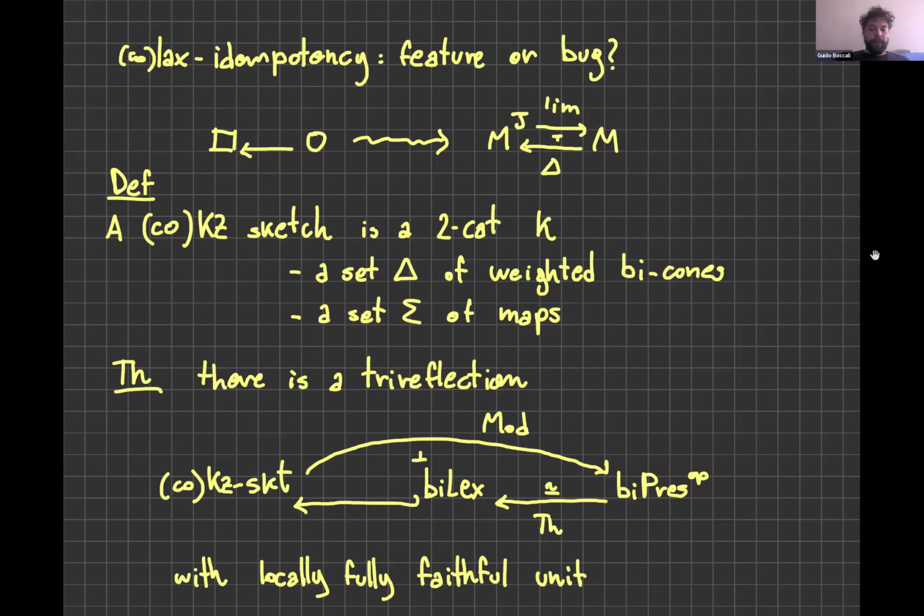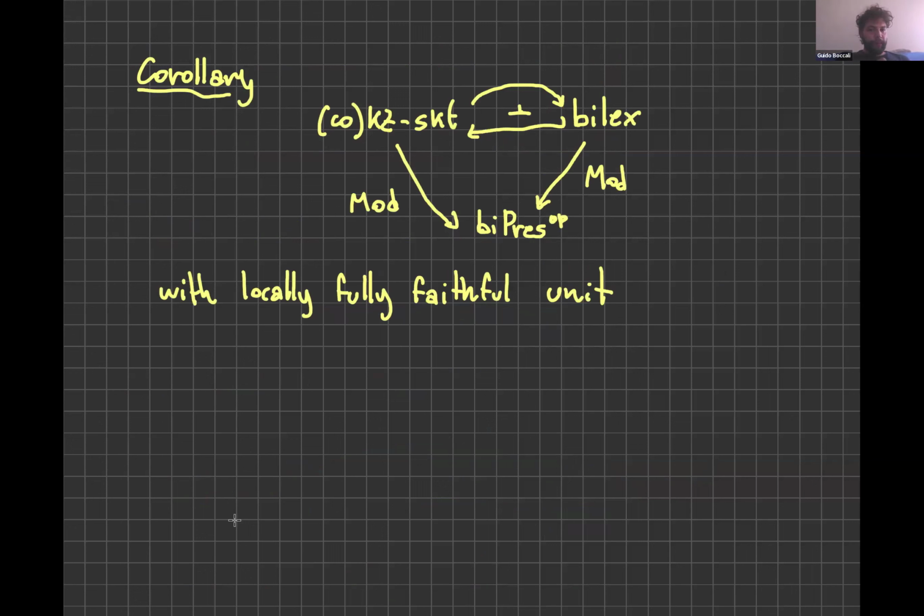Just in the same way as before, the left adjoint is taking models, and the right adjoint is extracting the Lex theory and then including into sketches. And we also show that the unit is locally fully faithful, that is exactly the right categorification of the requirement that before was being faithful and conservative, so that we are good. So as a corollary, we have the expected corollary, so that we have a reflection of bilex 2-categories into co-KZ sketches that lives over the models trifunctors, whose unit is, again, of course, locally fully faithful.